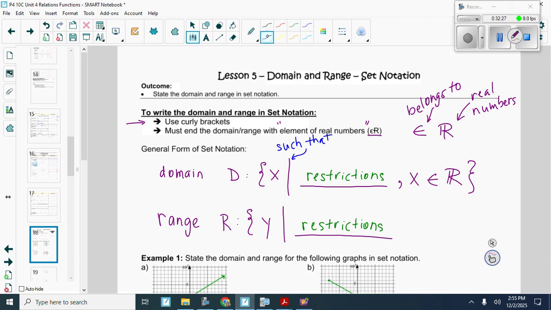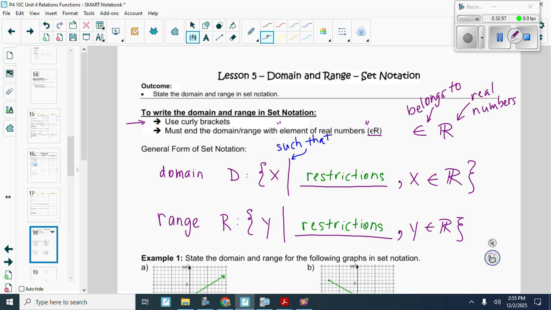After any restrictions, we're going to do a comma, and we're going to do Y also belongs to real numbers. So Y, this little epsilon, and then an R. You'll always hear me say Y belongs to real numbers. You might hear your friend say, oh, do that Y-E-R thing. But what it stands for is belongs to real numbers.